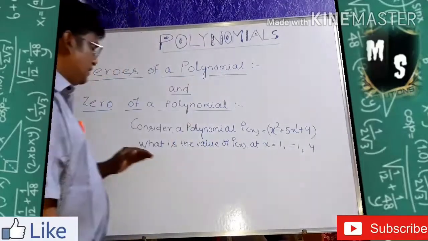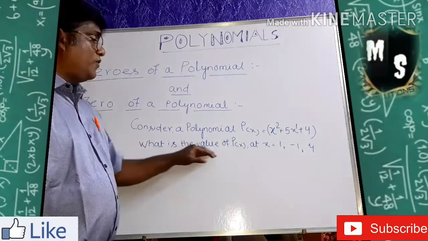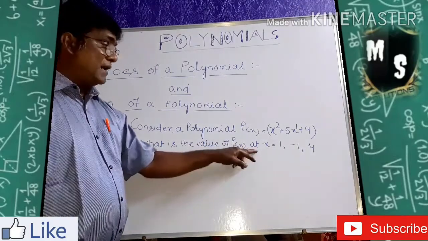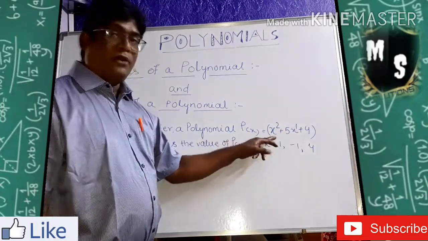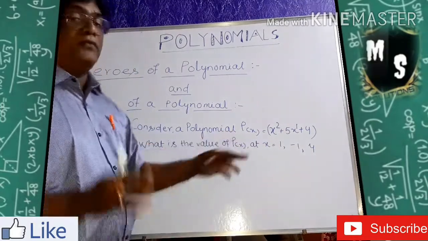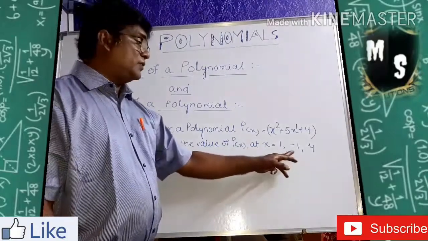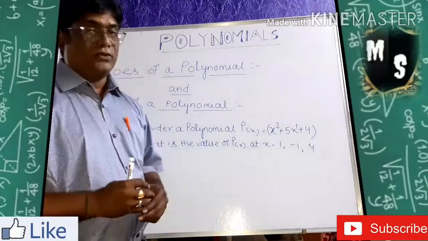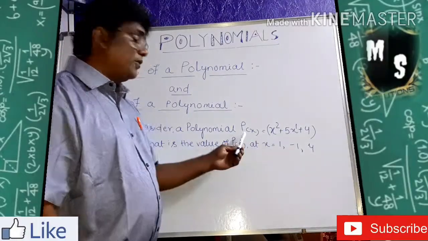Then you see, now what I want to show you. What is the value of this polynomial at different values of x? Different values of this variable. What is the value of the polynomial we are going to get? So let x equal to 1, minus 1 and 4. Three values I took and I am putting these values in place of x and getting the polynomial value.